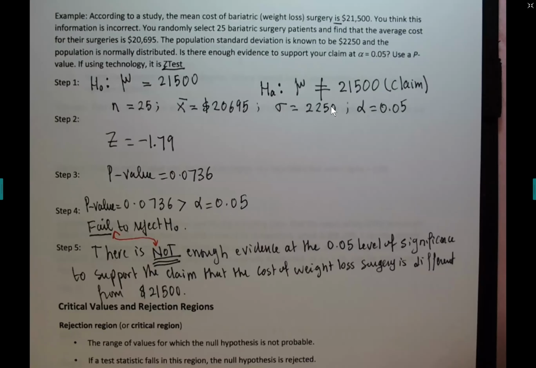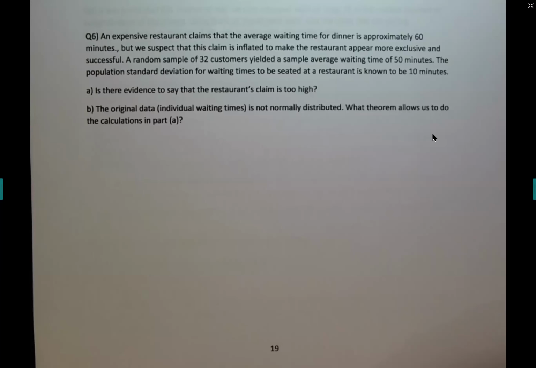We're going to do a few more so you guys will have a better feeling. So it's recording now. An expensive restaurant claims that the average waiting time for dinner is approximately 60 minutes. They say you have to wait about 60 minutes to get a table. But we suspect that this claim is inflated to make the restaurant appear more exclusive and successful. You know, guys, when you hear about a place that you have to wait 60 or 90 minutes, you're going to think big of this place. You're going to think, oh, wow, that must be a very good place because everybody has to wait to get a seat.